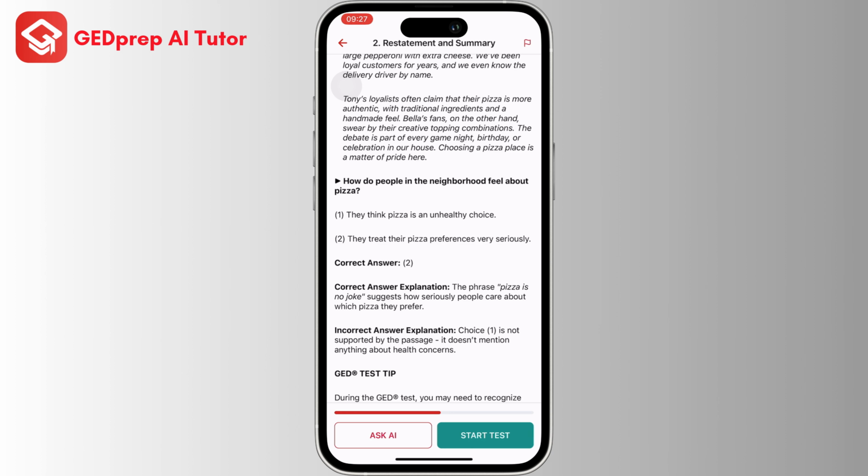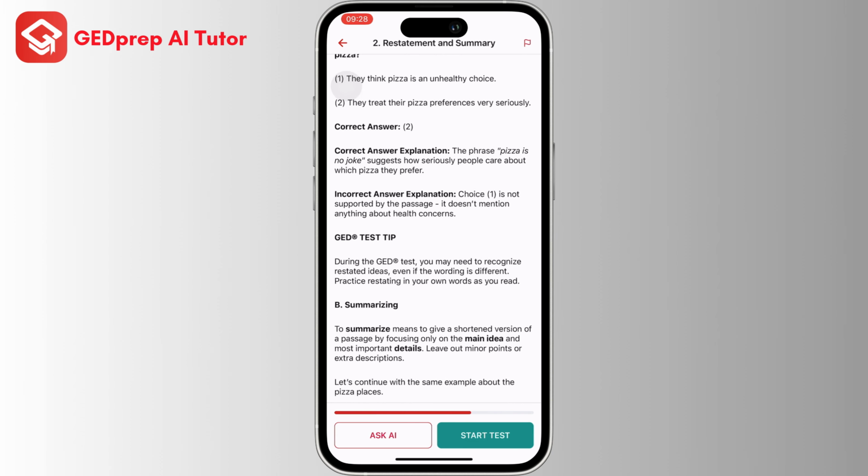1. They think pizza is an unhealthy choice. 2. They treat their pizza preferences very seriously. Correct answer is they treat their pizza preferences very seriously. Explanation. The phrase "pizza is no joke" tells us that people care deeply about their pizza choices. Why not option 1, they think pizza is an unhealthy choice? The passage never mentions anything about pizza being unhealthy, so that answer doesn't fit.